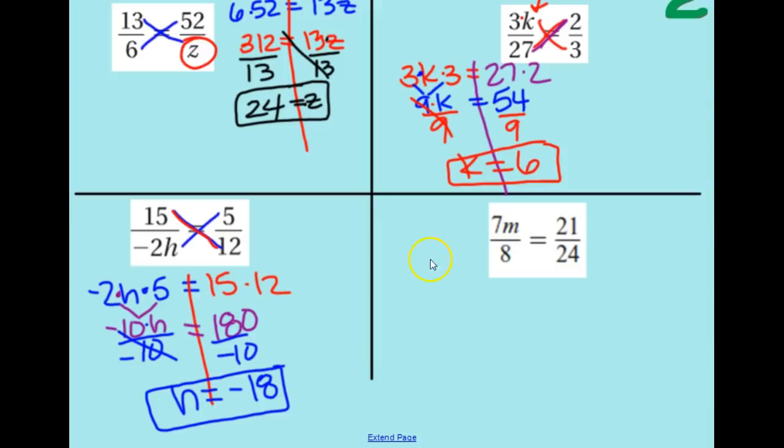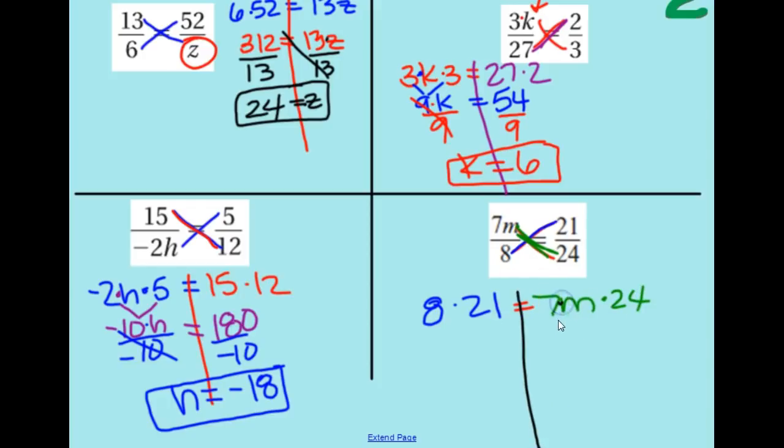I would like for you to try this one on your own, and then click play to see if you got it right. So we're going to multiply those and set it equal to those multiplied. So first I'm going to do 8 times 21. Let me try that again. 8 times 21, and set it equal to our other cross over here, which is 7m times 24.